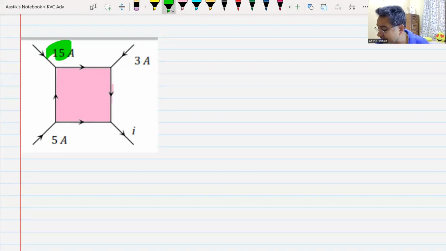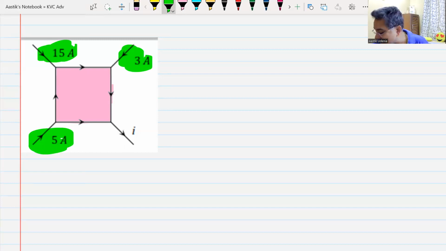The incoming current is 16, 15, 3 and 5. Yes or no? Yes, sir. Whatever current has come in, the same current has to go out. Yes or no? Yes, sir. So the current which is going out would also be 23 amperes. Do we understand this, or has this gone above our head? Yes, sir. Shall we move on to the next one? Yes, sir.